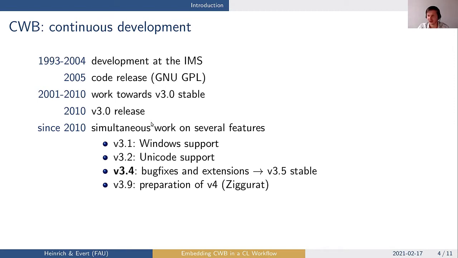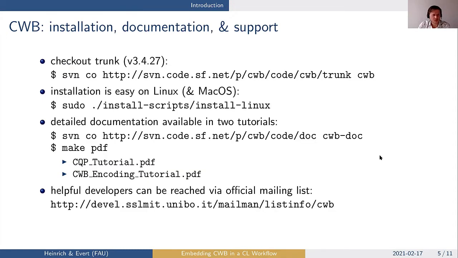Andrew and Stefan have been working on various features since 2010. And the branch that is recommended, the version which we are using, is 3.4. This is being developed continuously. Well, how do you get the Corpus Workbench? You should check out the trunk of the Subversion repository to get the latest version of 3.4.